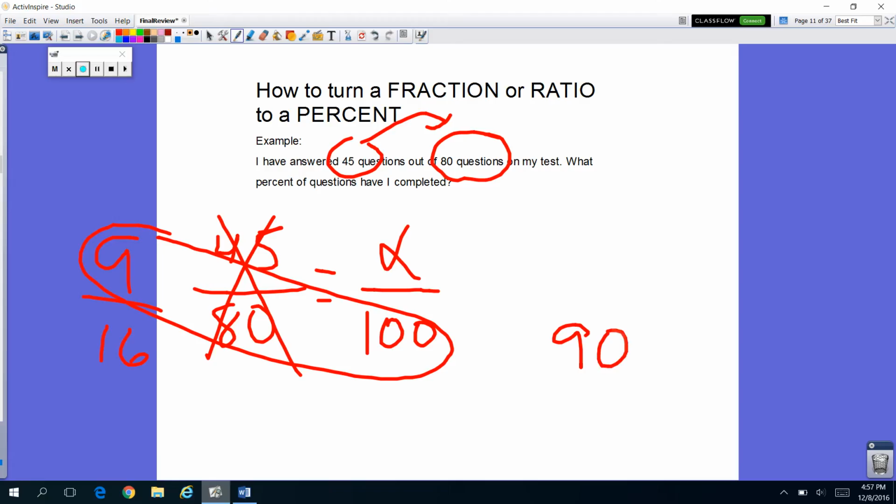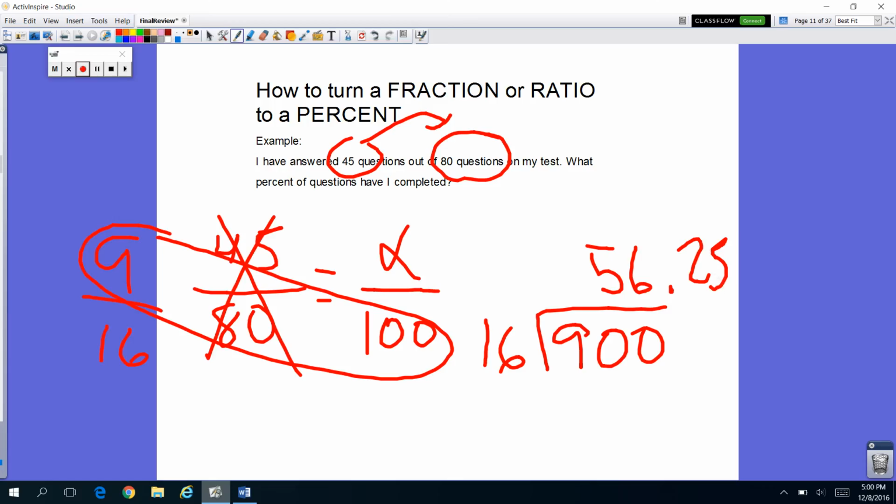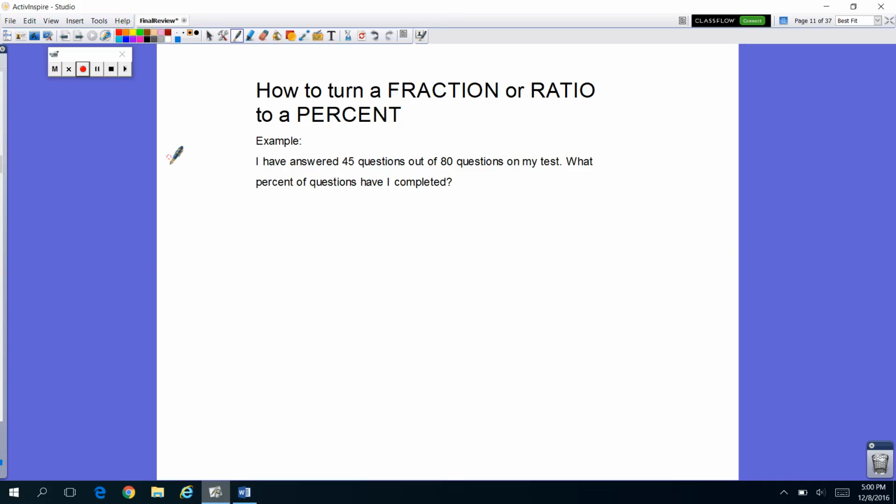Okay. And then you divide it by 16. And that gives me 56.25, which is 56.25%.